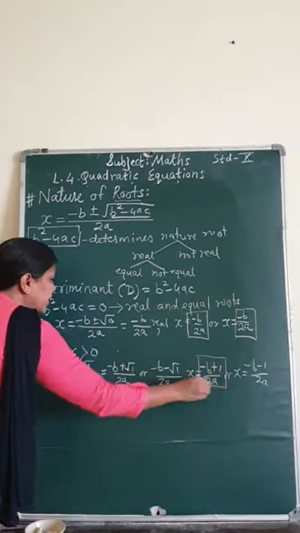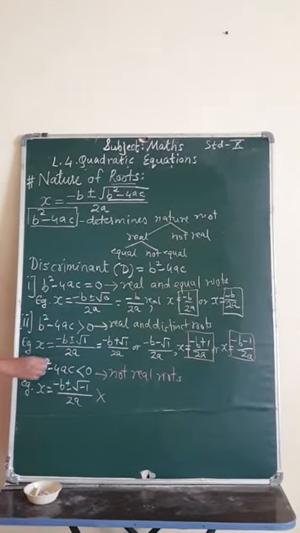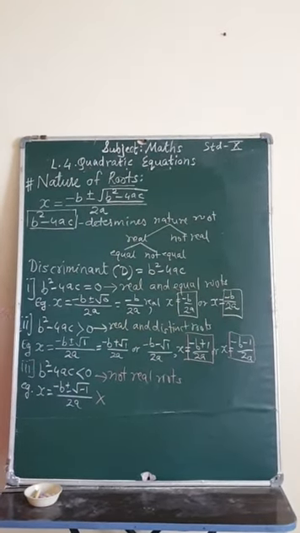Now, can this exist? Square root of a negative number? It cannot exist, and that's why here we get not real roots. Because if b square minus 4ac is smaller than 0, this case does not exist, and that's why in this case we get not real roots.